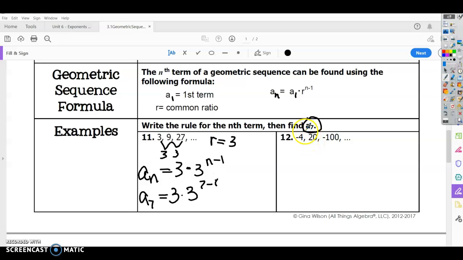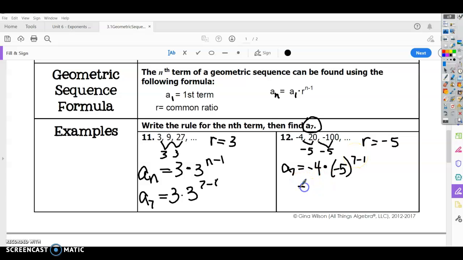All right, so this one we're going to look at 20 divided by -4. That would be -5. -100 divided by 20, -5. So our common ratio is -5. So let's look at the 7th term again. For the 7th term, we're going to use our first term times our common ratio, which is -5. It's negative, make sure you put that in parentheses. And then our 7th term would be to the 7 minus 1, or to the 6th power.